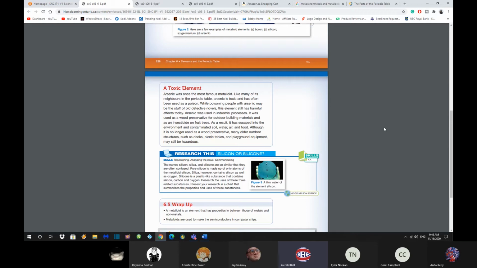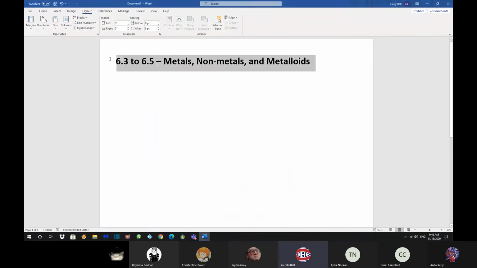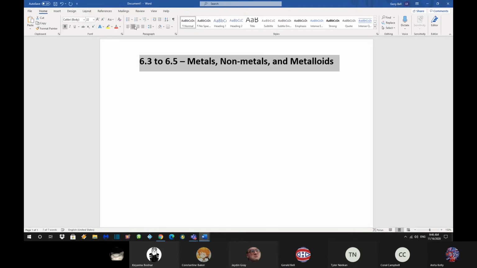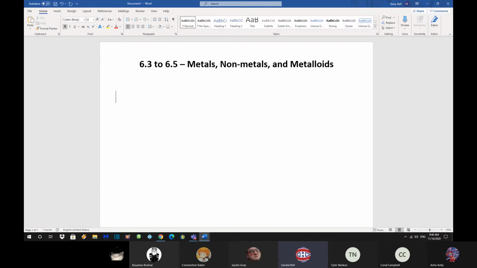Okay, so there's lots of info, so we're going to summarize this. So grab a piece of paper or open up your Word file or whatever you do to take notes here. And that's what we're going to do. So 6.3 to 6.5, we've got metals, nonmetals, and metalloids. And I'll give you a second here to get sort of caught up. We'll split this up into 2 parts. And our first part will be the physical properties.